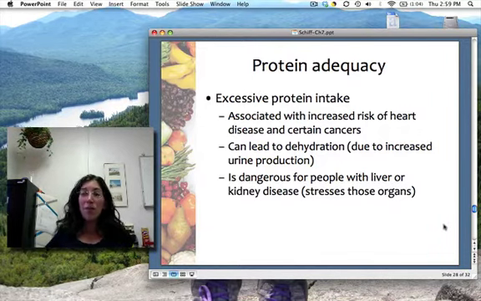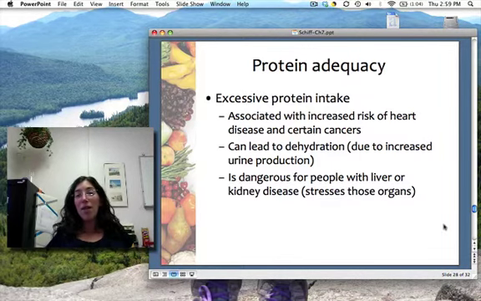So when it comes to our protein needs, we want to make sure that we're getting enough of our proteins, but we also want to make sure we're not getting too much. So we're going to talk about the effects of too much protein versus too little protein.